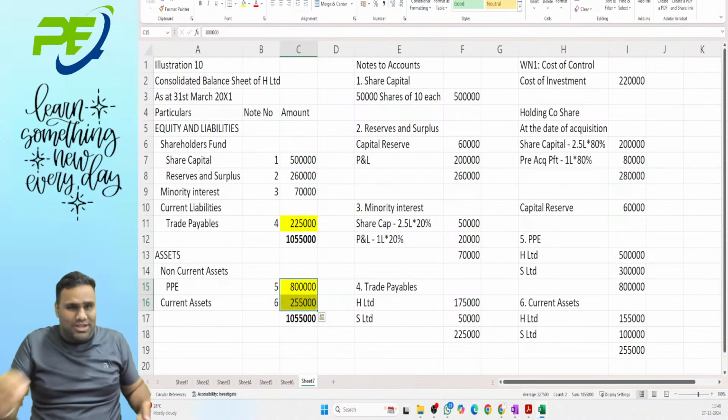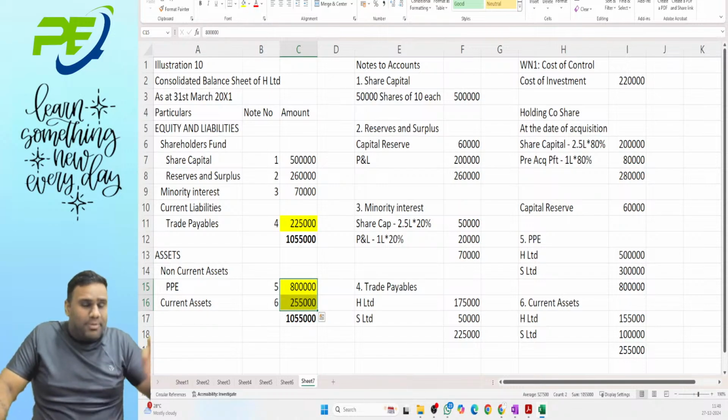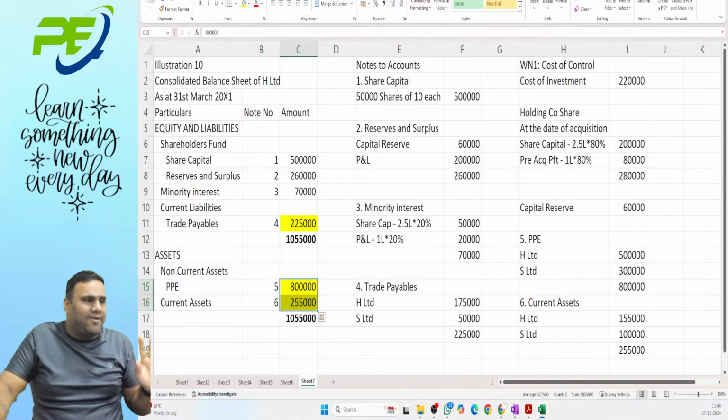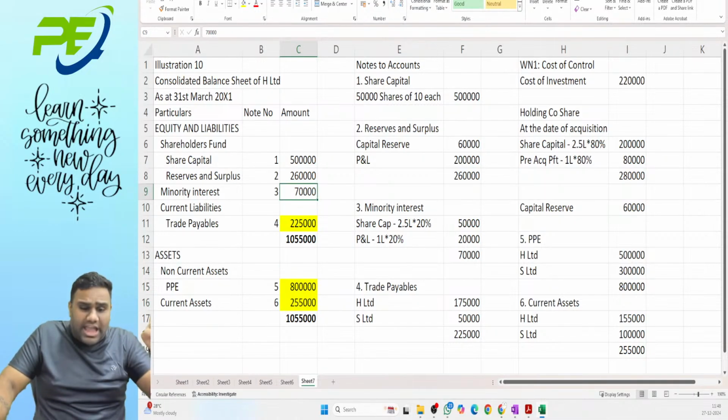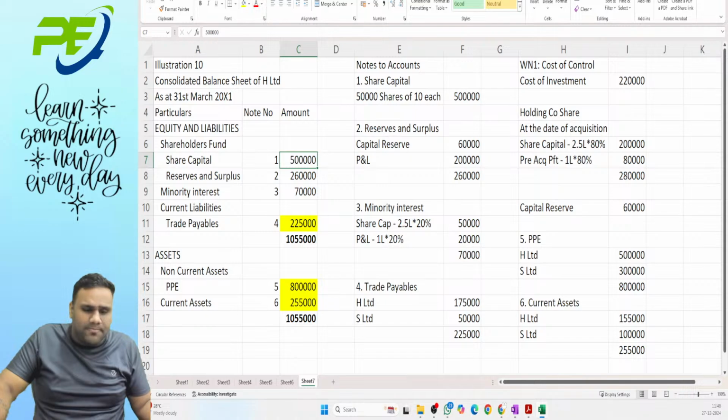This reserves and surplus. भैया क्या भैया इतना easy तो था, capital reserve and this. So these 3 items. Minority interest. Sorry, and this is also easy. Only holding company we have to take. Everyone.